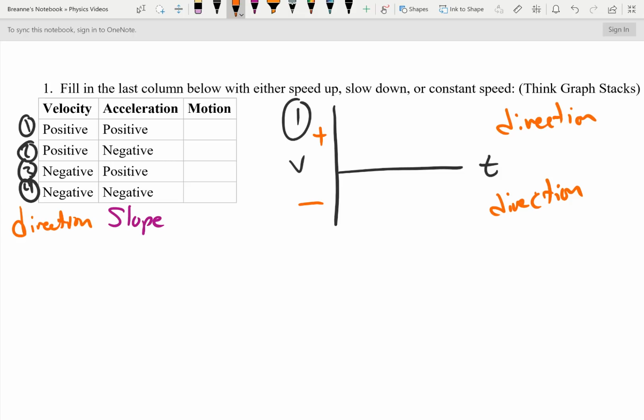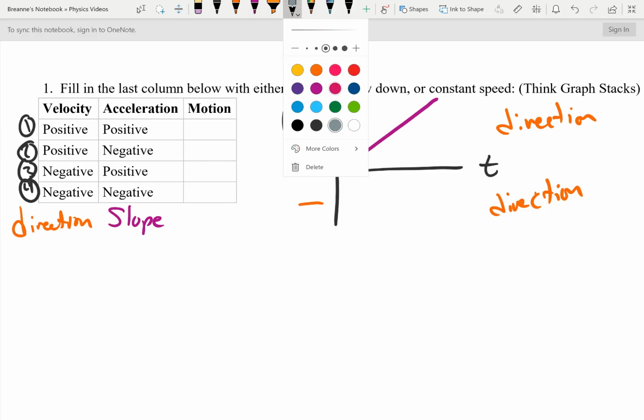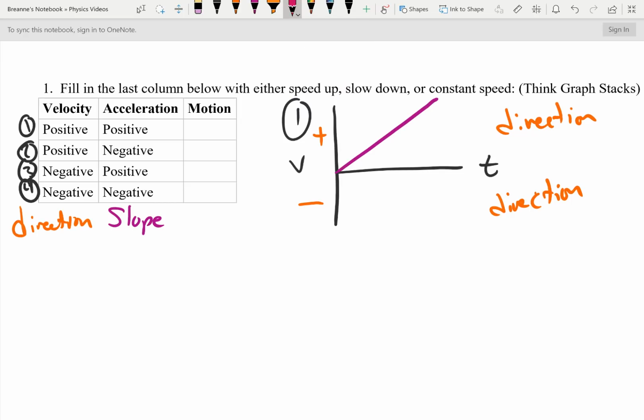And your slope, telling your acceleration being positive or negative, that's telling you your slope. So the first one, you're in the positive quadrant, positive slope. Positive slope means it's slanting up, so your numbers are increasing. Are you speeding up or slowing down? That would be speeding up.